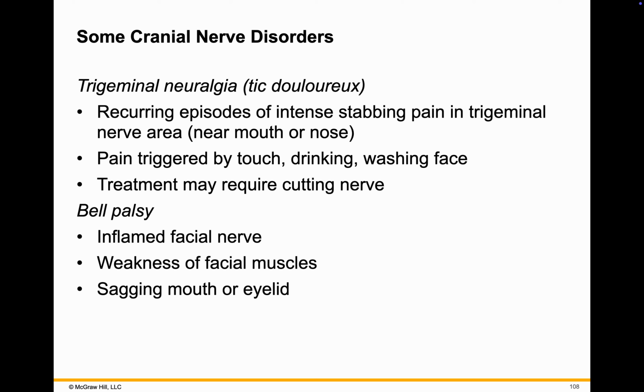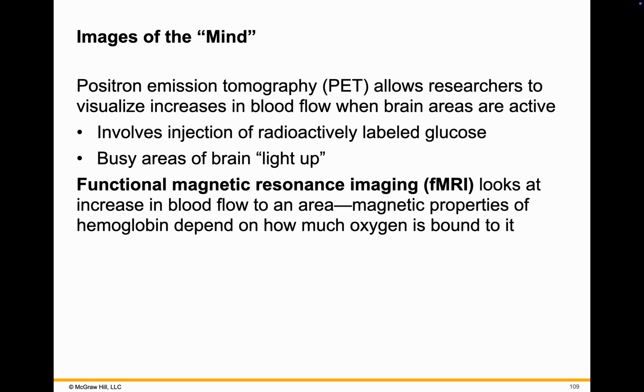There are some cranial nerve disorders. Trigeminal neuralgia is a recurring episode of intense stabbing pain in the trigeminal nerve area near the mouth or nose. Pain can be triggered by touch, drinking, even washing the face, and treatment may require cutting the nerve. Bell's palsy is an inflammation around the facial nerve that leads to weakness of facial muscles, and a sagging mouth on one side, or an eyelid.